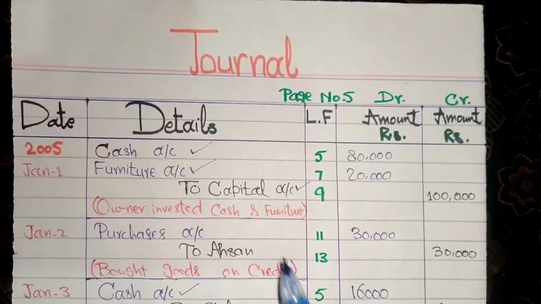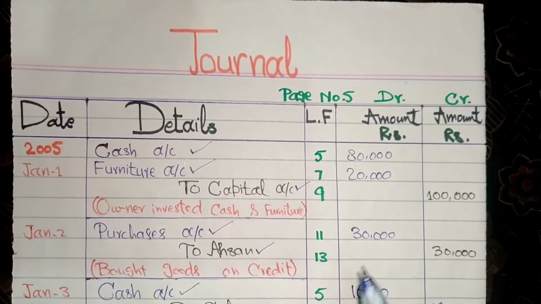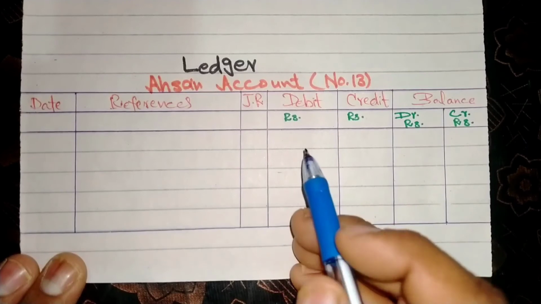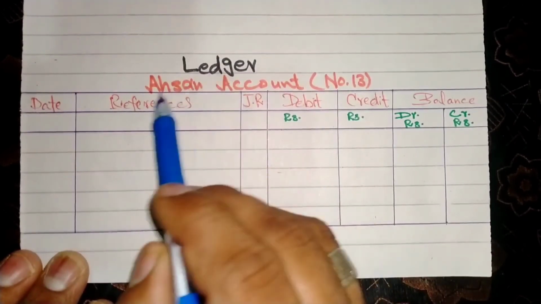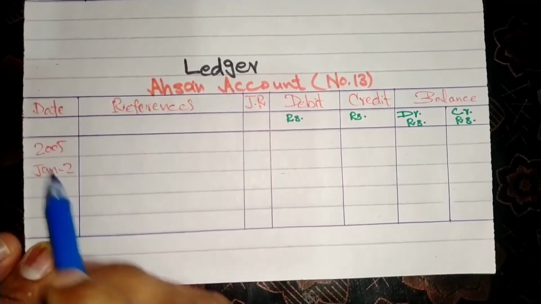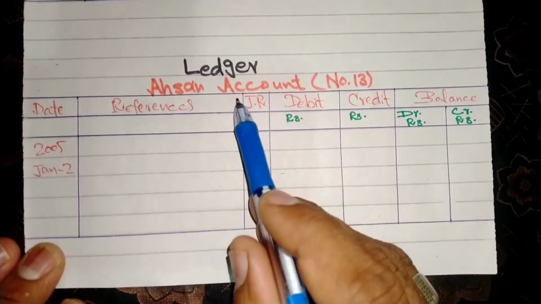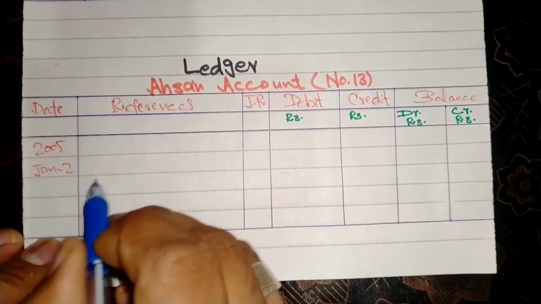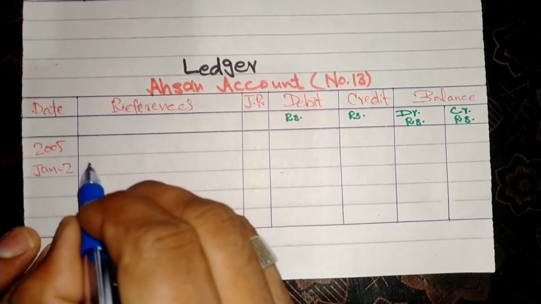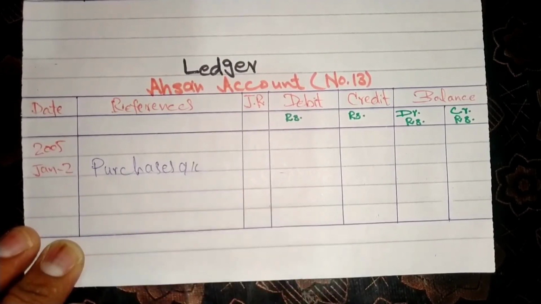After making the ledger account of purchases account, our next account is Ehsan account. Okay. This is the supplier of the business because the business bought goods on credit from Ehsan. As usual, this is the format of ledger of Ehsan account with ledger folio number 13. Year 2005, date Jan 2nd. Mr. Ehsan account is credited by purchases. So we will write here the opposite account name, which is purchases account. Journal reference number is 5.